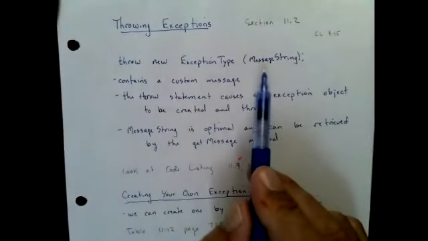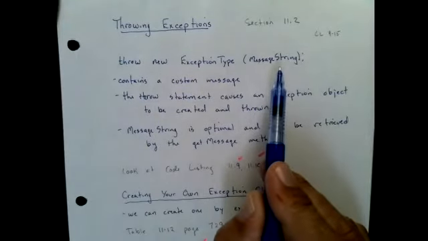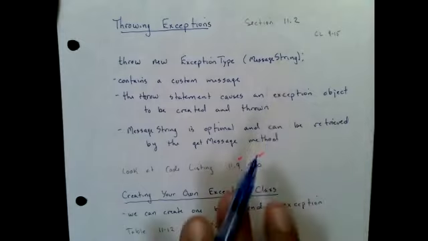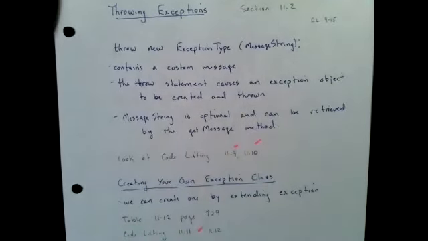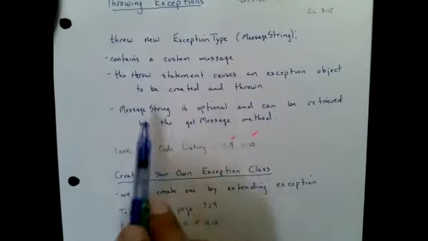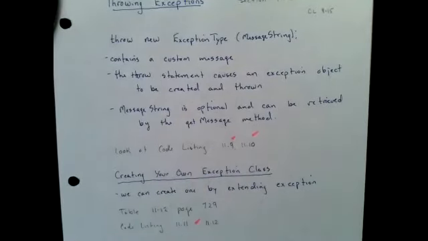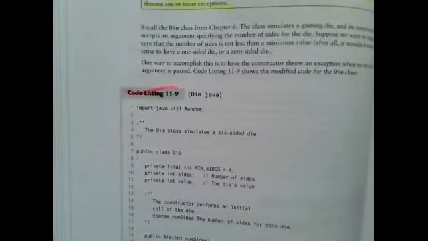Contains a custom message. We can pass as a parameter a string. The throw statement, as I said a little while ago, does in fact cause that exception object to be created and then go to the class. And finally, that message is in fact optional. So we're going to take a look at a code listing.